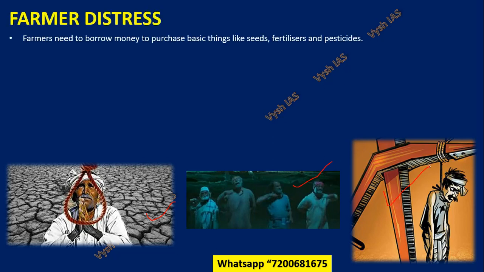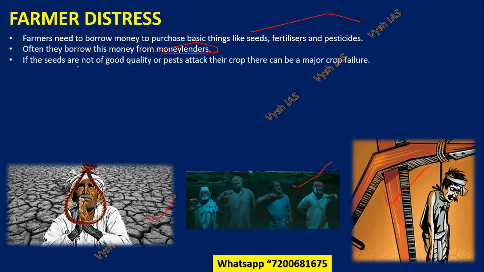The farmers need to borrow money to purchase basic things: seeds, fertilizers, and pesticides. So often they borrow from money lenders. In every village there will be money lenders. If the seeds are not of good quality or pests attack their crop, there can be major crop failure. These crops can also be ruined if the monsoon does not bring enough rain.